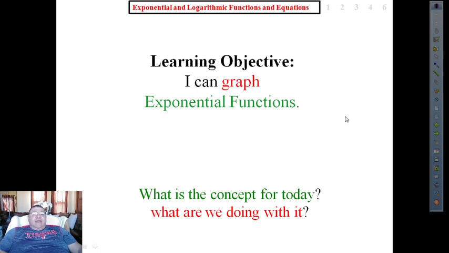Our objective was, I can graph exponential functions. Have we been doing that? Yeah. And you're like, Mr. Q, this is a piece of... I know, I get it. I just want to make sure you understand all the different pieces before we get into logarithms, which is going to be funner stuff. I mean, it's just work, but it's funner.